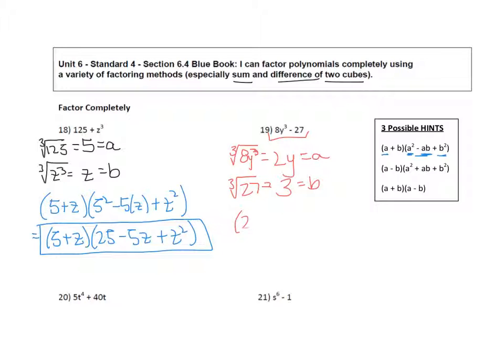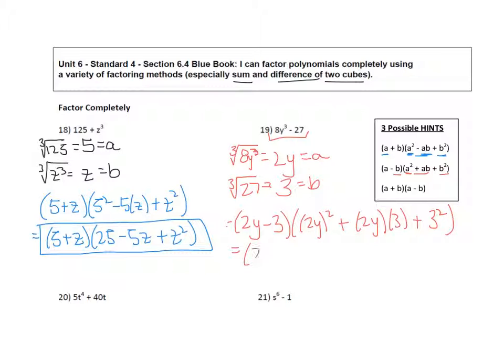We know A is 2y. We know B is 3, so it's going to be 2y minus 3. And then it's A squared, so it will be parenthesis 2y squared, plus AB, so plus 2y times 3, plus B squared, which is 3 squared. Now we're almost done. We just need to simplify.